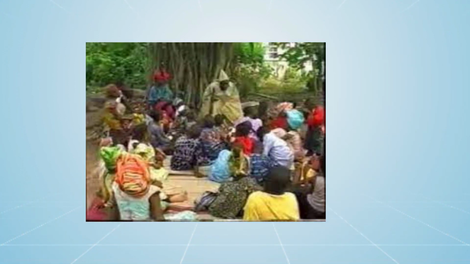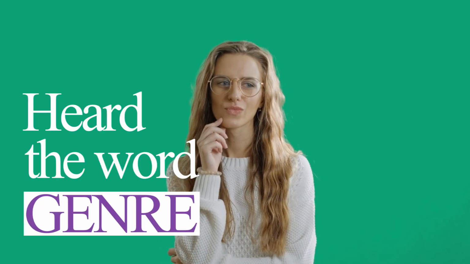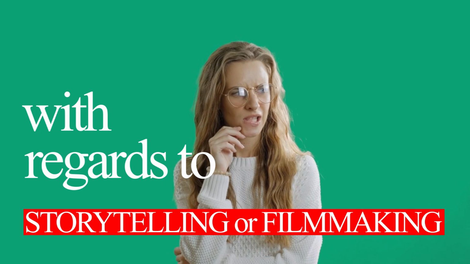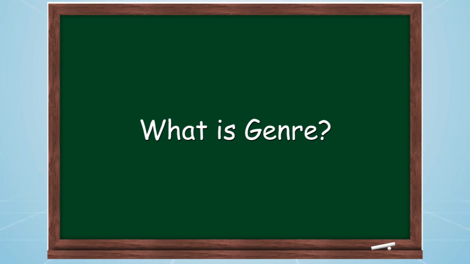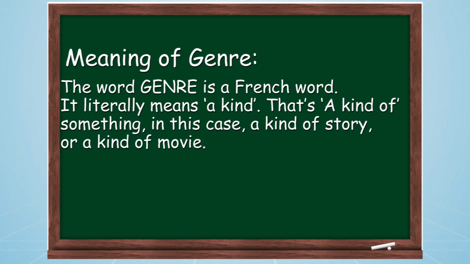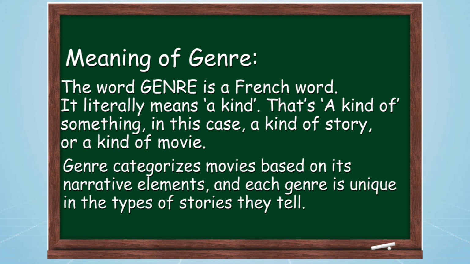Stories can cover all types of topic or genres. I'm sure you've heard the word genre a lot in regards to storytelling or filmmaking, haven't you? So let's talk about that for a bit. The word genre is a French word. It literally means a kind. That means a kind of something. In this case, a kind of story or a kind of movie. Genre categorizes movies based on its narrative elements, and each genre is unique in the types of stories they tell.